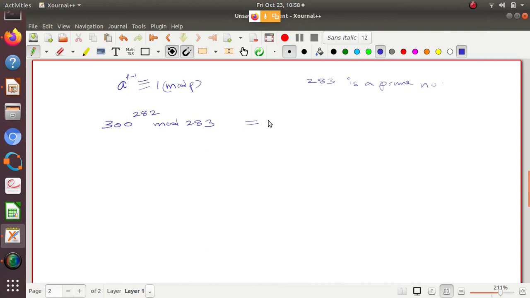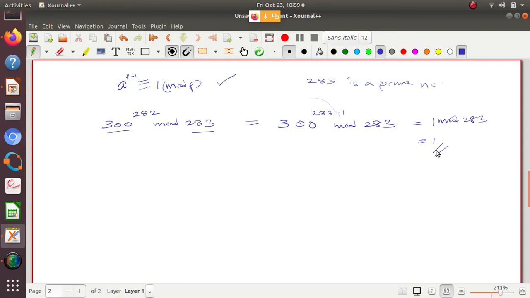In this case, 283 is a prime number, and 300 is not divisible by 283. Then we can use Fermat's theorem to solve this, because this is actually 300 to the power 283 minus 1 mod 283. So this is the same as our equation, and this will be the same as 1 mod 283, that is 1.